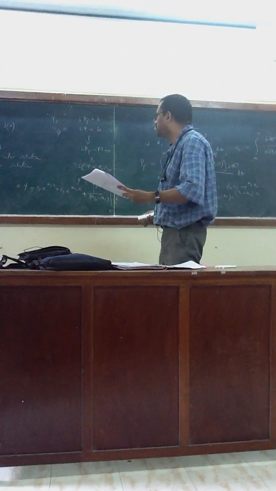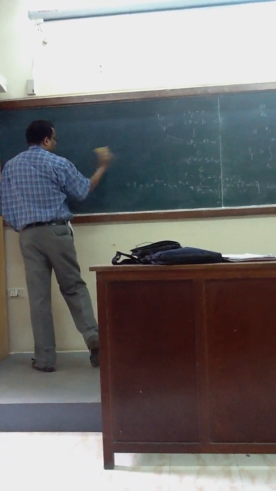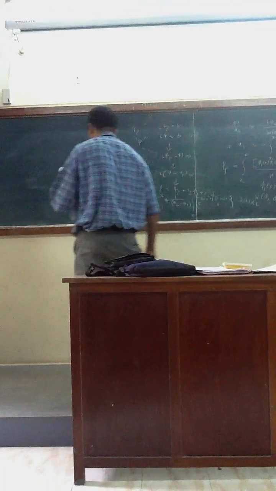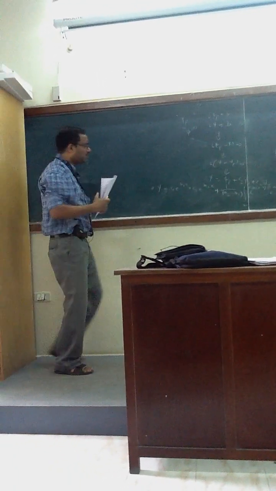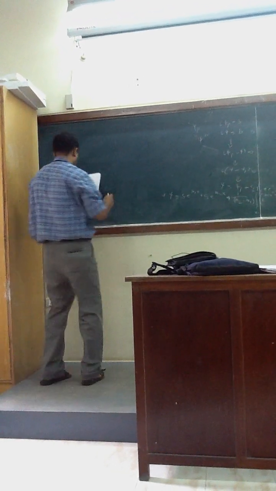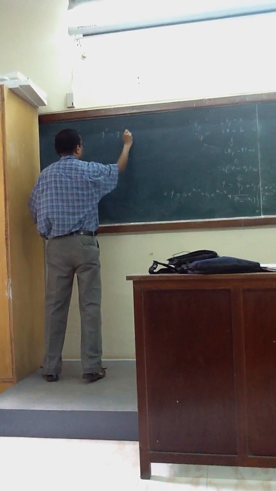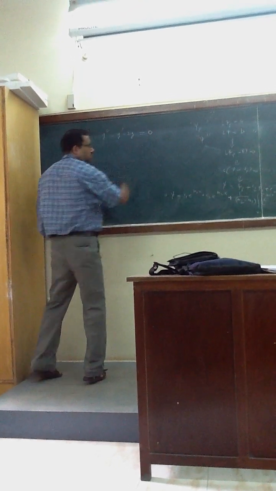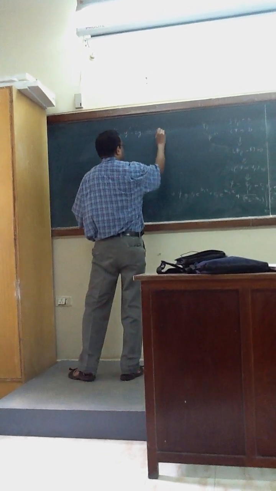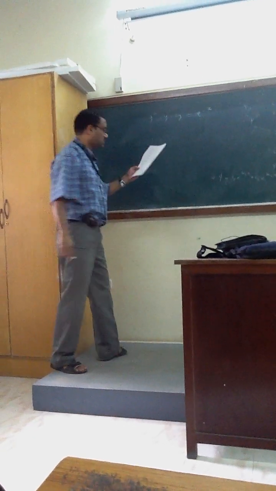So let's look at one example problem and try to solve it. Yes, what's the problem? y double prime minus y prime minus 2y equals e to the power minus x. Sorry, this will be x. I want to solve it by this method.